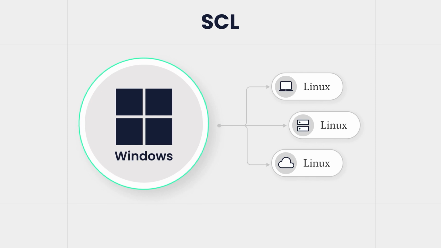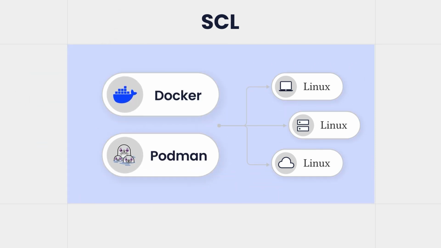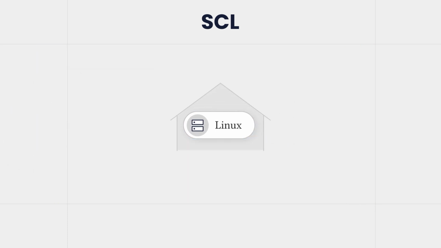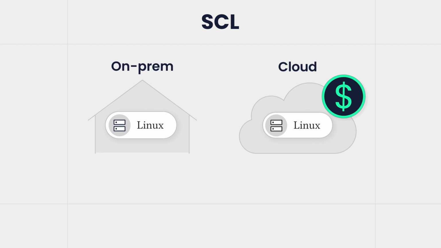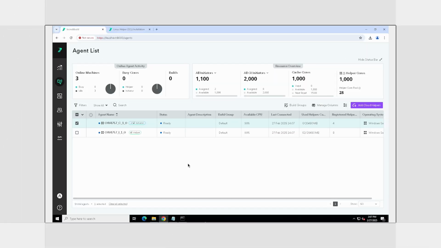Simply deploy inside a lightweight Docker or Podman container and get results instantly. This means you can utilize existing Linux machines on-prem and replace costly Windows VMs with affordable Linux instances in the cloud. Now let's walk through how to set up SCL. In this case, we'll demo a Windows build running in the cloud, but the process is nearly identical for on-prem setups. The only difference is the deployment script, which we'll explain later in this video.